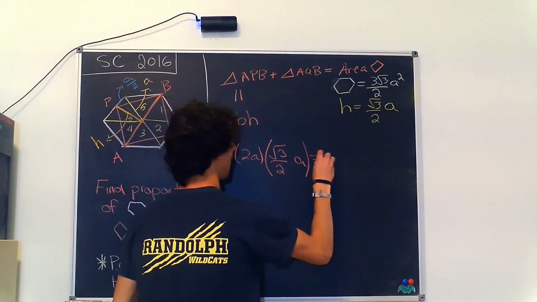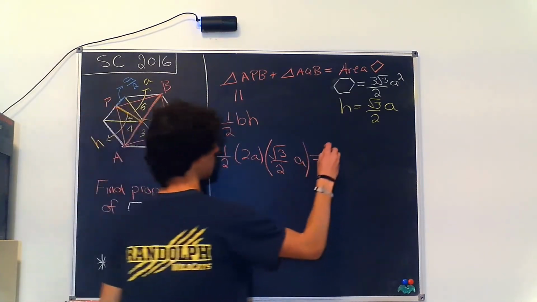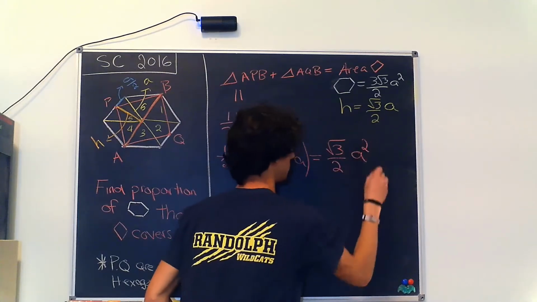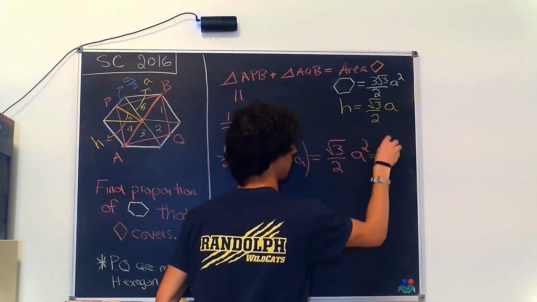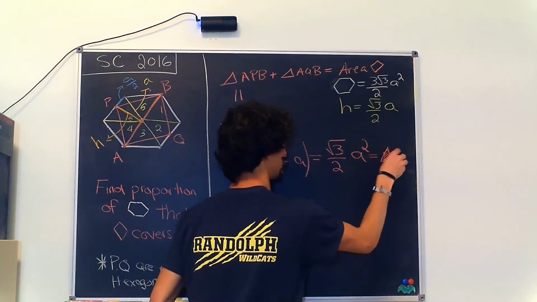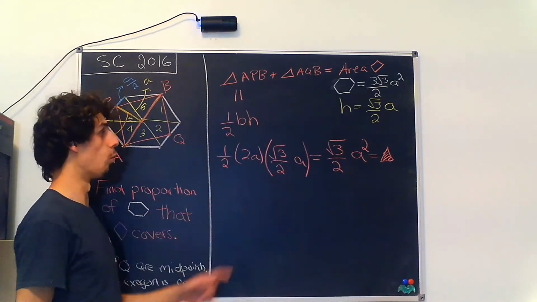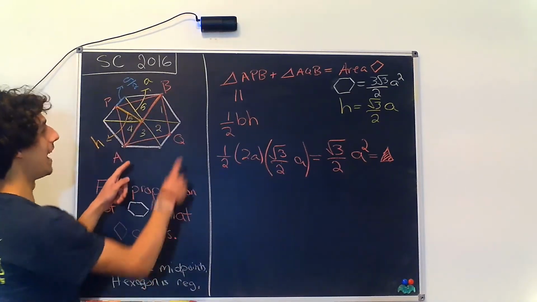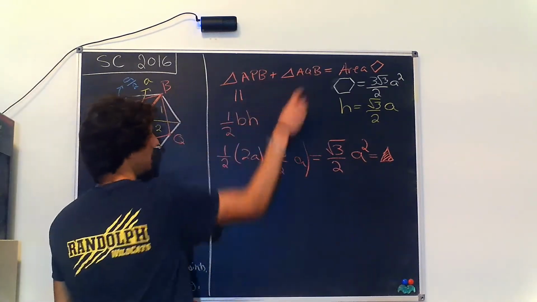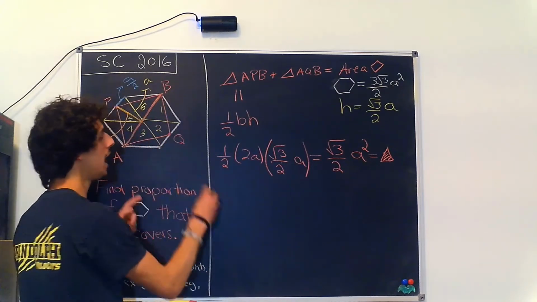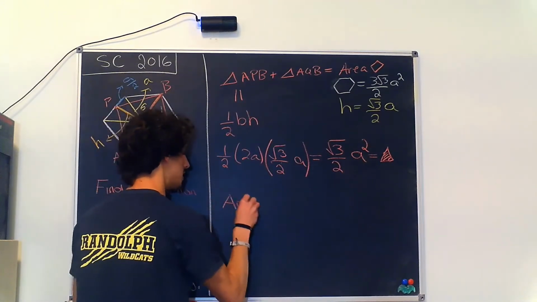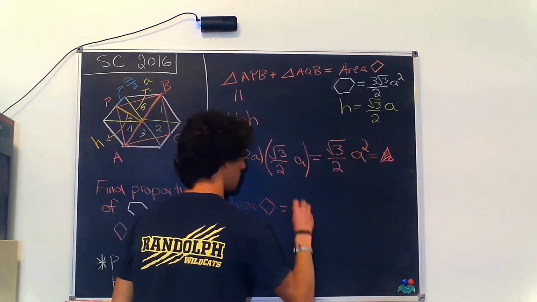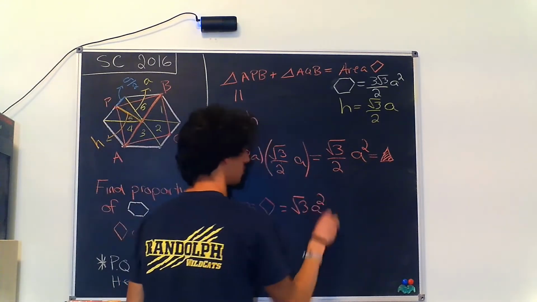And so now, after some quick multiplication, we have the square root of 3 over 2 A squared is equal to one of these red triangles. But notice I said one of these red triangles because we have 2 of them. We have triangle APB and triangle AQB that I've put up here. So the entirety of the area of this diamond is equal to 2 times this thing, which is going to be the square root of 3 A squared.